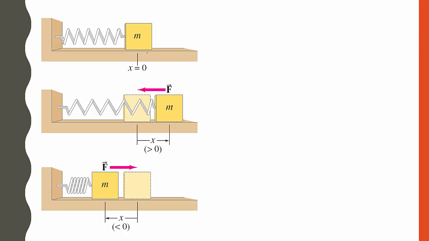We'll start out by studying a box connected to a spring, and we will assume that there's no friction whatsoever, none on the table, none internal to the spring or anything like that. So once we stretch the spring out and let go of the box, it's just going to oscillate back and forth forever unless something stops it. And this is an example of simple harmonic motion.